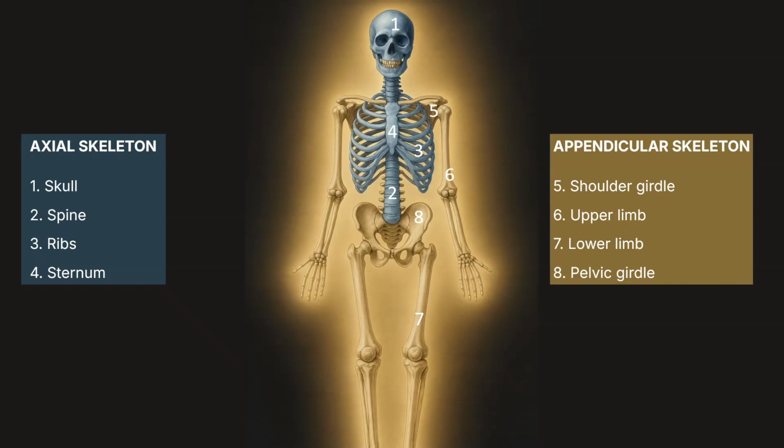The skeleton is divided into two main parts. The axial skeleton, which includes the skull, spine, ribs, and sternum. It is highlighted in blue. And the appendicular skeleton, which includes the upper and lower limbs, as well as the shoulder and pelvic girdles. It is highlighted in yellow. Understanding this division helps with image labeling and positioning logic. This enables you as a radiographer to understand more about the condition of your patient and provide better health care.